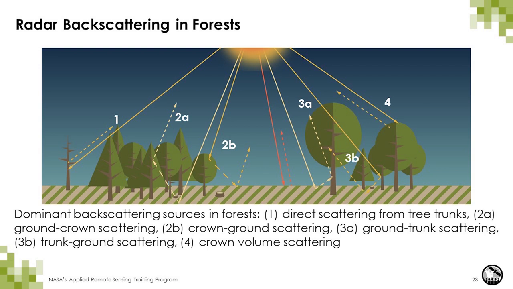And this is an example of volume scattering in a forest. Scattering in a forest may come from the leaf canopy at the tops of the trees, the leaves and branches further below, the tree trunks, and the soil. Volume scattering may decrease or increase image brightness, and that's going to depend on how much of the energy is scattered out of the volume and back to the radar. So this figure illustrates all of the possible scattering mechanisms within a forest. Number one is direct scattering from tree trunks, 2A, crown scattering, 2B, crown-ground scattering, 3A, ground-trunk scattering, 3B, trunk-ground scattering, and then 4, you've got volume scattering. So these are all the possible combinations.